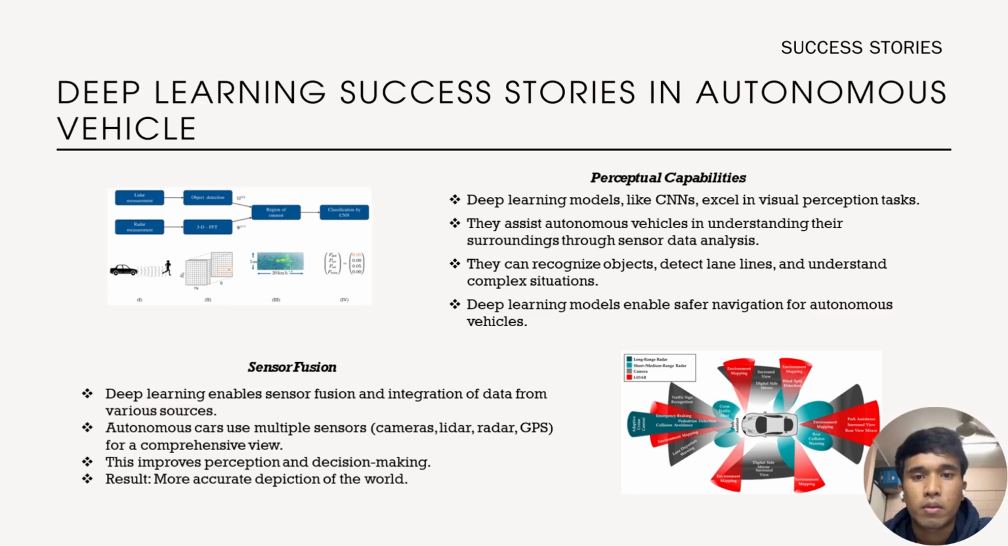Now I will talk about deep learning success in autonomous vehicles and virtual assistants. The first one is autonomous vehicles. Perceptual capabilities. Deep learning models such as convolutional neural networks excel at visual perception.